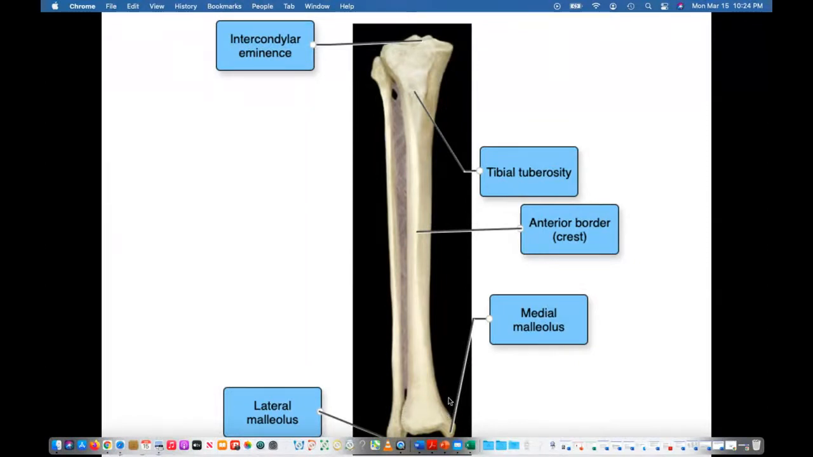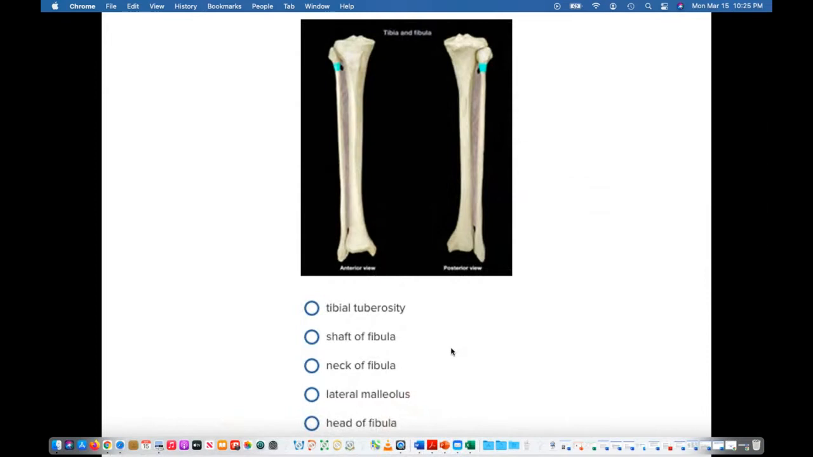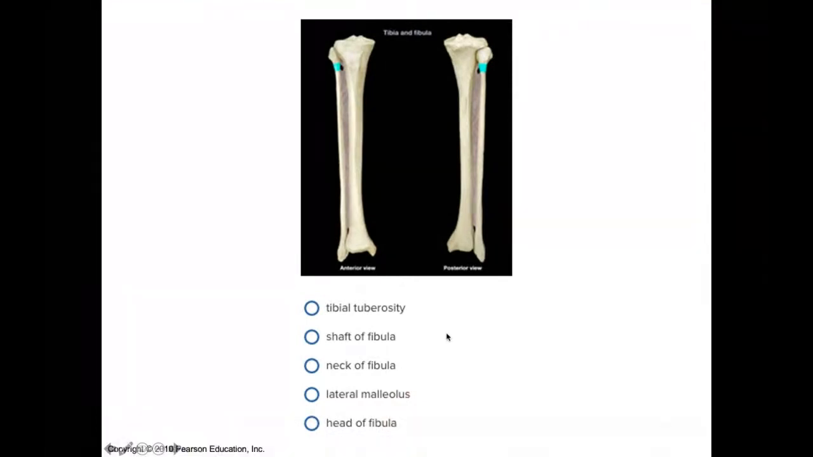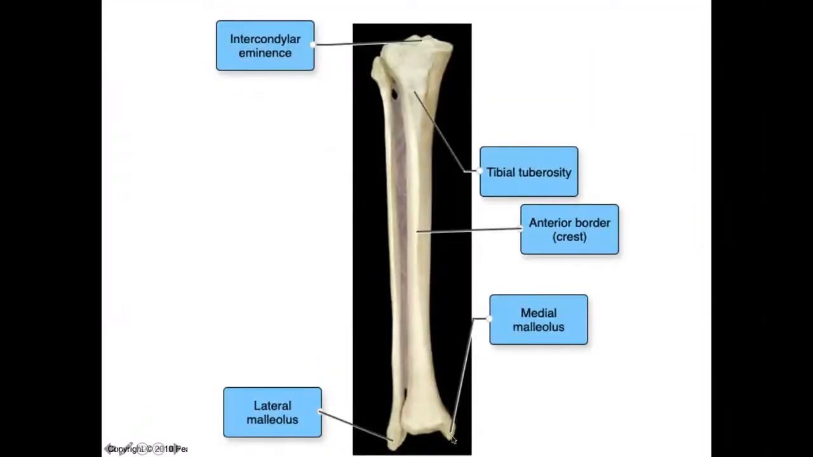Now, these are clinically significant. The reason why they're clinically significant is look at which one descends further distally. Which one goes down further? Well, the lateral malleolus. The medial malleolus is up higher. Why is this clinically significant? Because if you're getting into nursing, you're going to see a lot of ankle injuries. And they are typically plantar flexion inversion type of injuries.